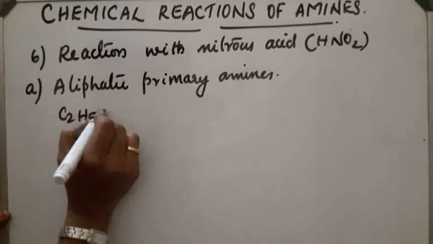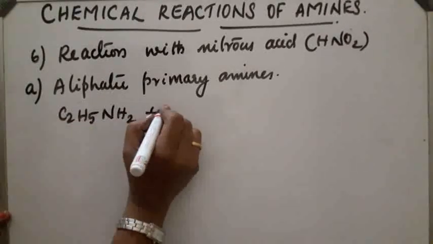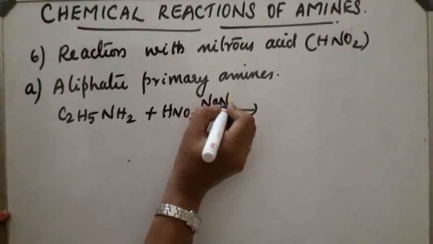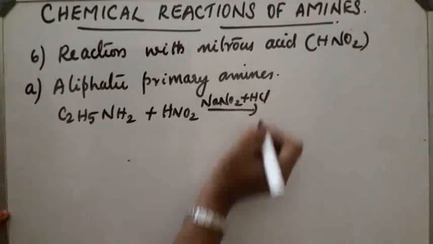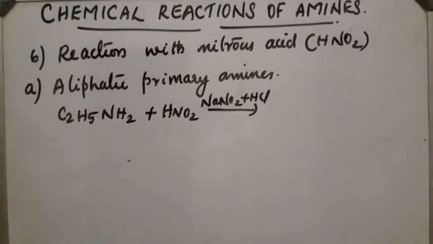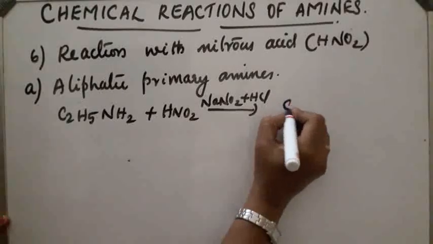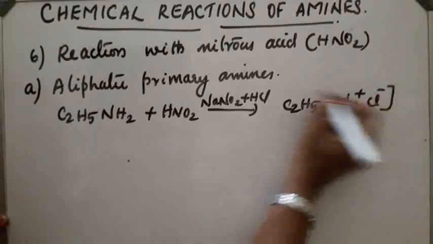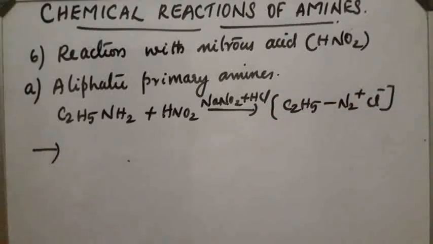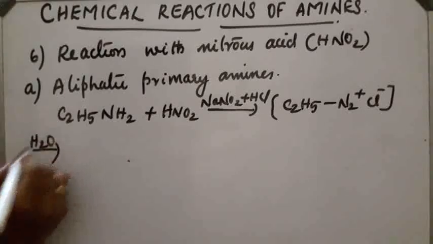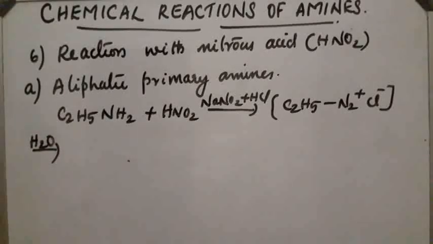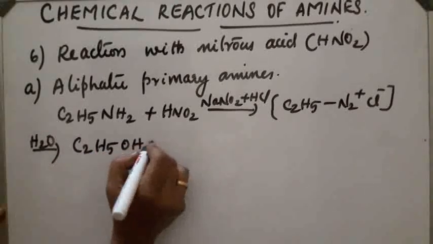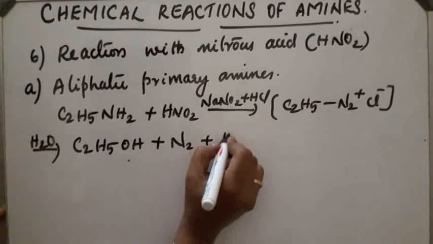C2H5NH2 on reaction with HNO2, which is produced in situ from NaNO2 and HCl, and the product will be a diazonium salt, C2H5N2 plus Cl minus. This is highly unstable. So on hydrolysis, nitrogen gas is evolved and alcohol is formed: C2H5OH plus N2 plus HCl.